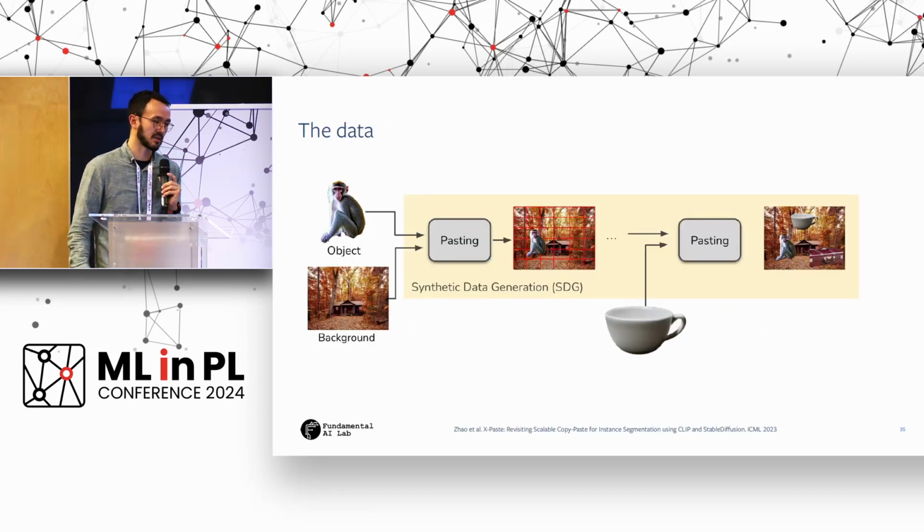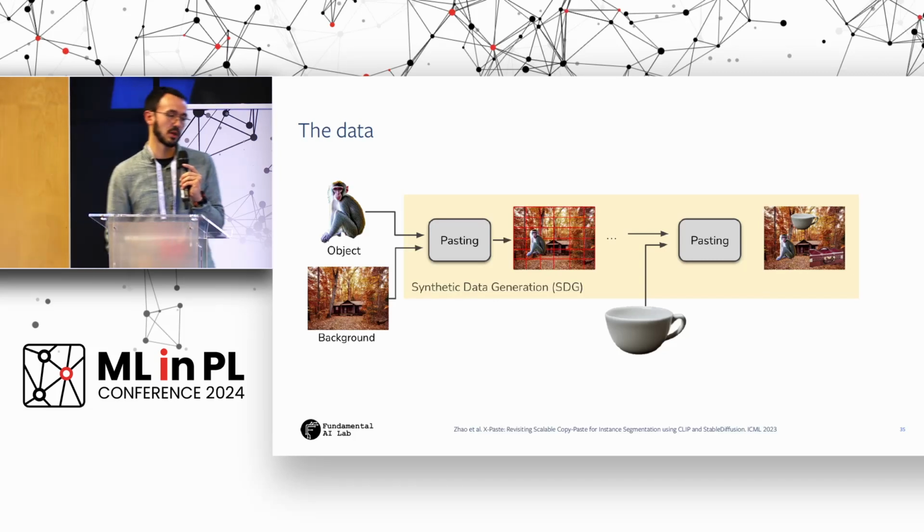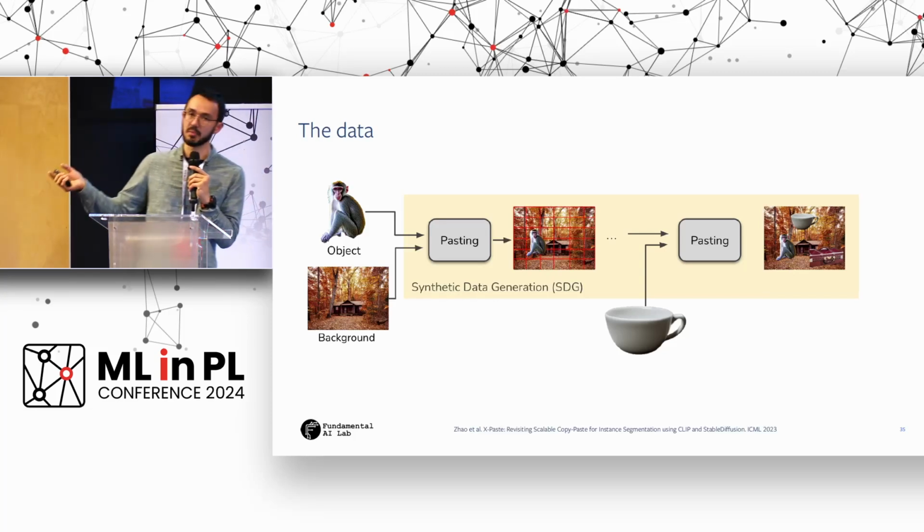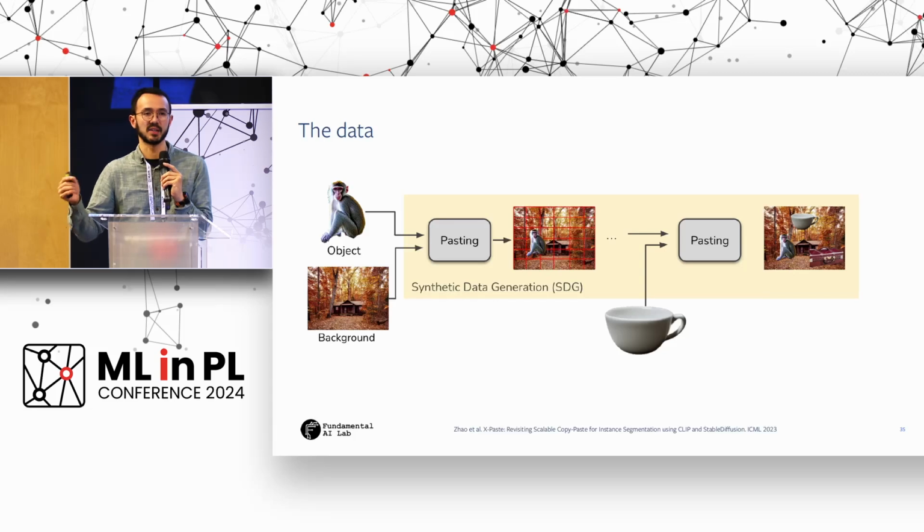So the pipeline is as follows. We first generate this sort of data, where you simply paste objects that were created using stable diffusion onto random backgrounds. Because we paste this stuff on random backgrounds, we know exactly where an object is, right? So we kind of get a synthetic, fake bounding box signal out of this.